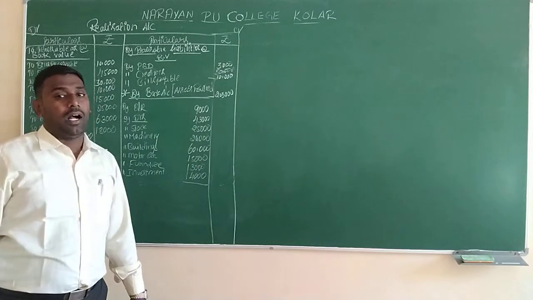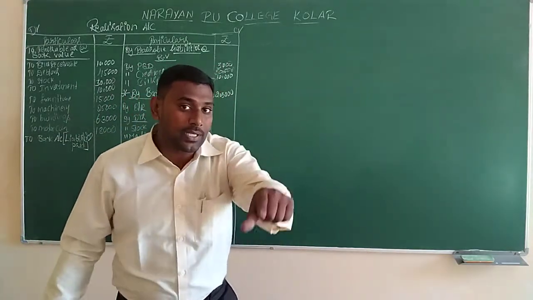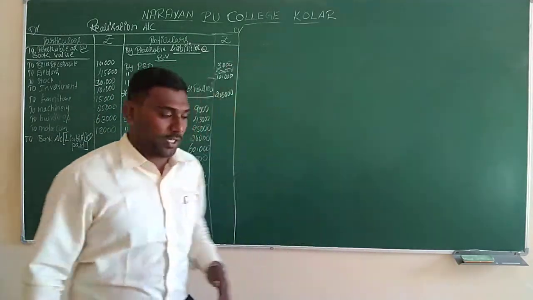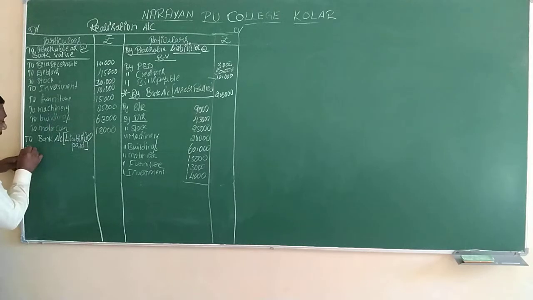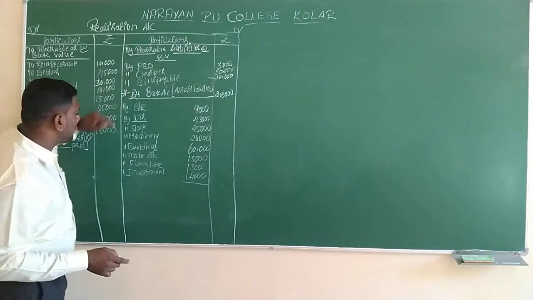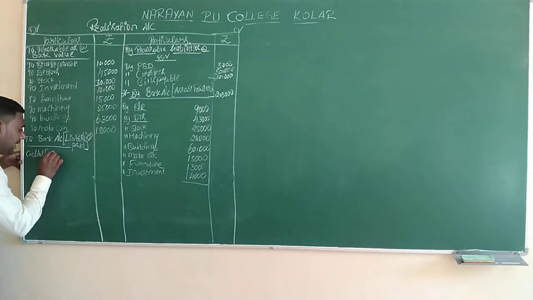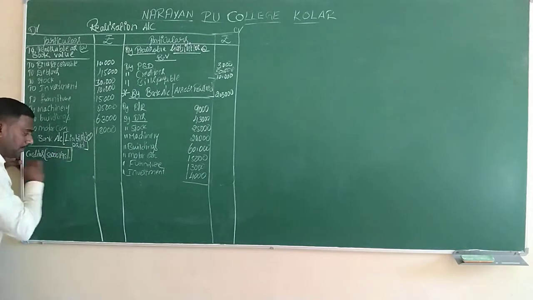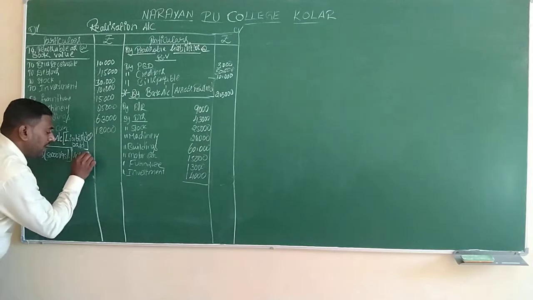The book value is how much? 100%. Out of that 100, they are not paying 5%. Then what percentage are we going to pay? 95% we have to pay. So here we should underline this one. Which liabilities are there? Creditors, bills payable. First we write creditors. In bracket, 50,000 into 95%, which is 47,500.